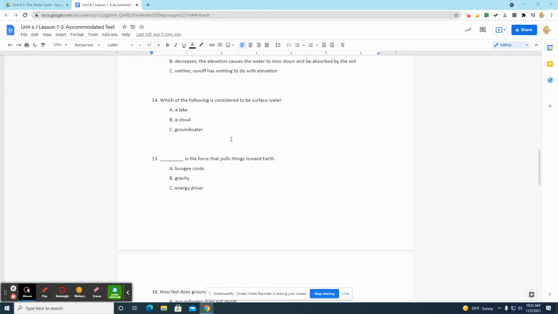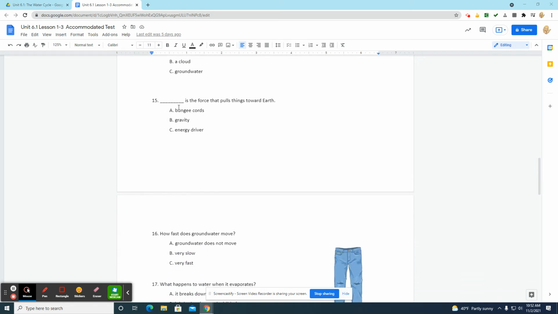Number 14. Which of the following is considered to be surface water? Is it a lake, a cloud, or groundwater? Number 15. Blank is the force that pulls things toward Earth. Is it bungee cords, gravity, or energy driver? Blank is the force that pulls things toward Earth.